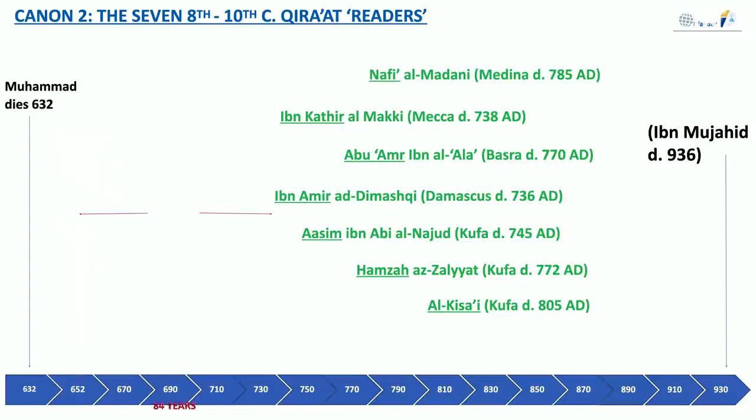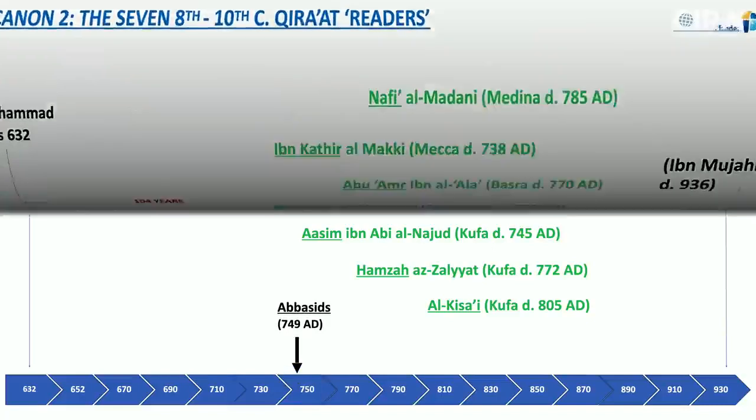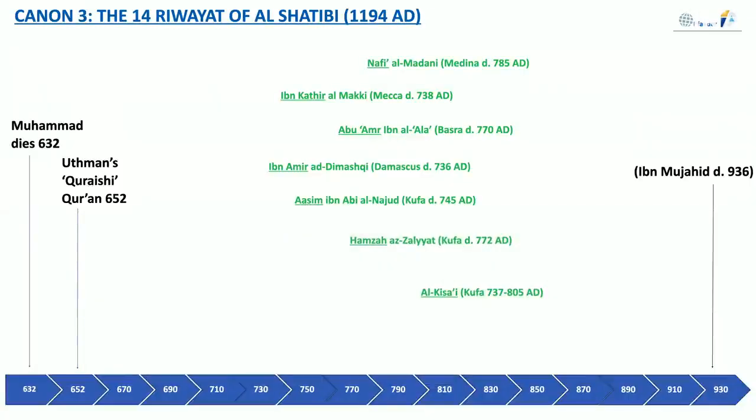Okay? So that is canon number 2. I want to just put this one more, that it's 104 years after Muhammad's death. Now, I just want to bring up the Abbasids one more time. I keep on reminding you, this is all during the Abbasid period. Let's go to canon number 3. Boom, boom, boom. Canon number 3, now let's go up there.